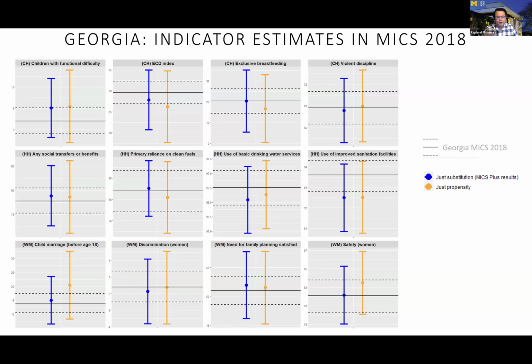where the propensity score adjustment performs slightly better than the substitution. But for the majority of other cases, substitution either performs slightly better than the propensity adjustment, or it performs considerably better, if you look here at safety in the women's indicators, or here child married before the age of 18, or here at the household level, primary reliance on clean fuels. The substitution method performs substantially better than the response propensity adjustment. Another interesting thing to note on the error bars, the 95% confidence bars, is that the substitution has a slightly narrower confidence interval.